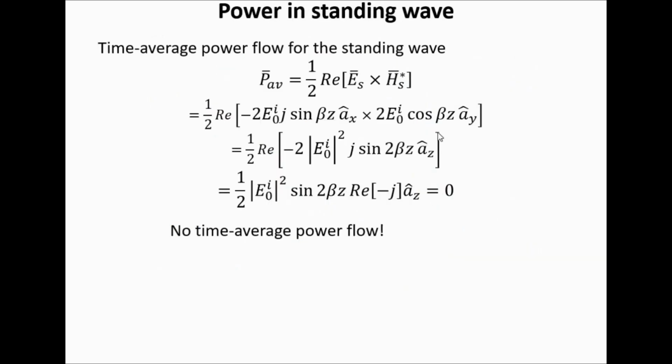Now the power in the standing wave. So you see we got the E field expression and the H field expression. The E field expression is E0I j sine beta z and the H field is E0I cosine beta z. So now if you take the real part of this, there is no real part. There is a j term, so the j term takes it to the imaginary part. So there is no real part. So the real part will be 0. That means there is no time average power. So a standing wave cannot carry power.